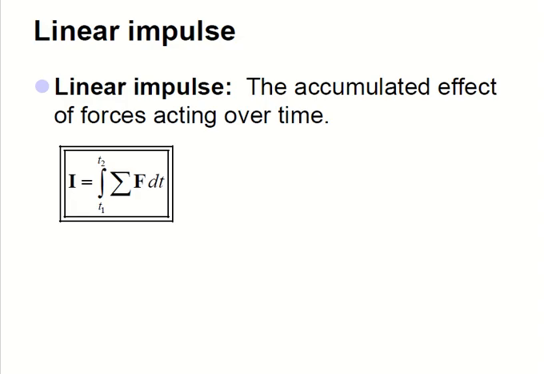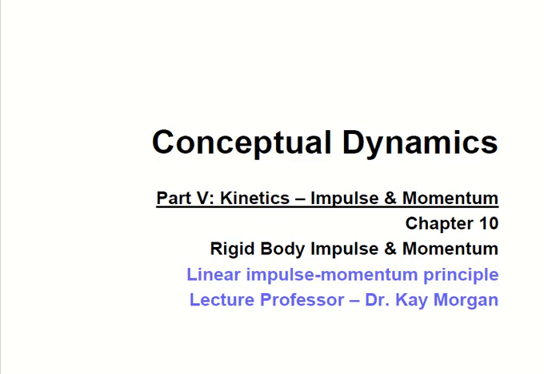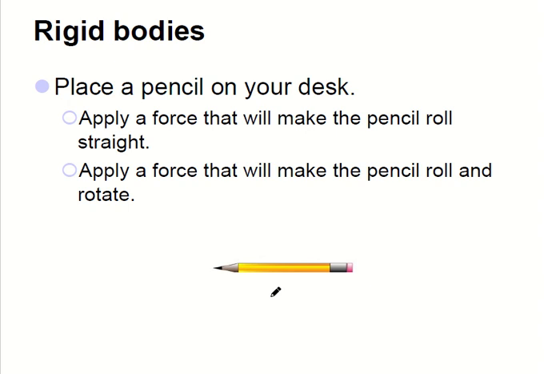Linear impulse is nothing but the accumulated effect of forces. Every time we think about impulse, we think about the effect of the force acting over time. So here is your interval: your force acting over time is going to be your impulse, the effects of force. Then we will get into rigid bodies.